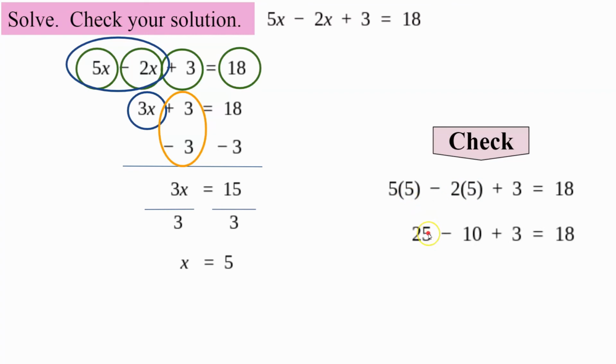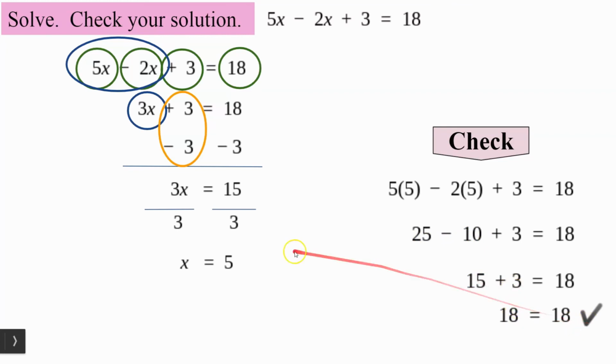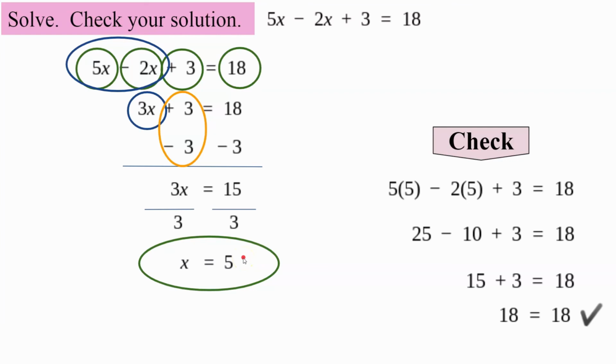5 times 5 is 25. Subtract 2 times 5, which is 10. 25 subtract 10 is 15. 15 plus 3 is 18. It checks. So my solution is x is equal to 5.